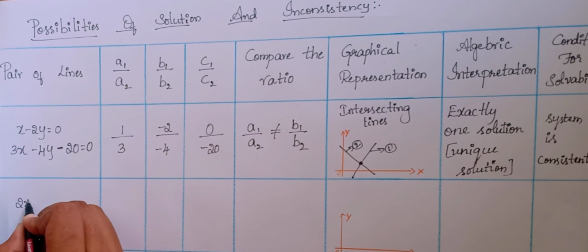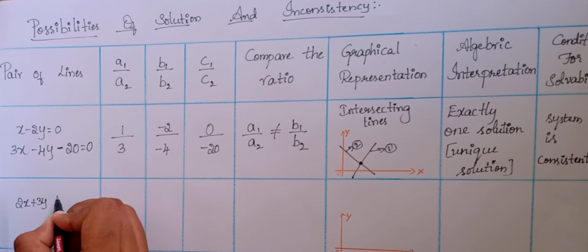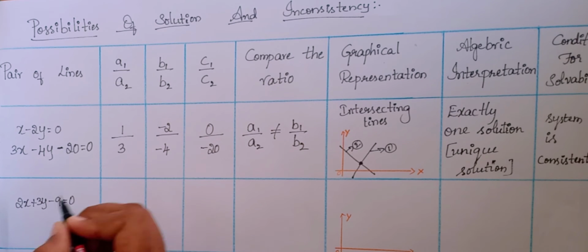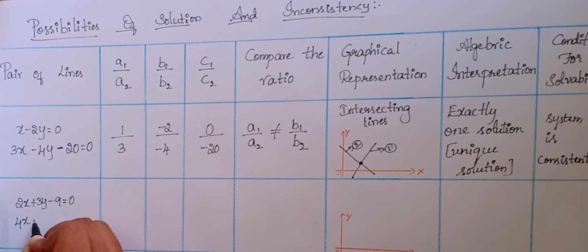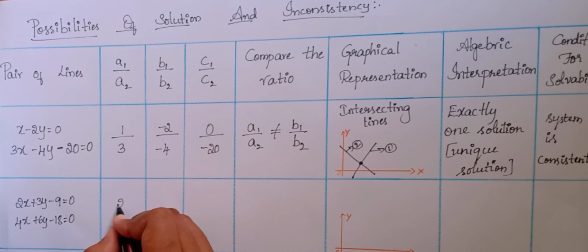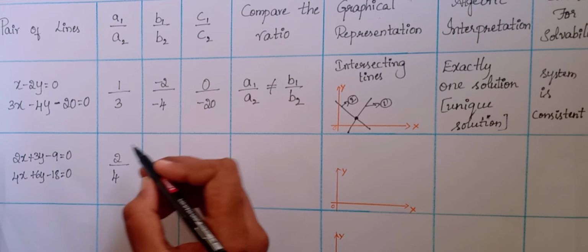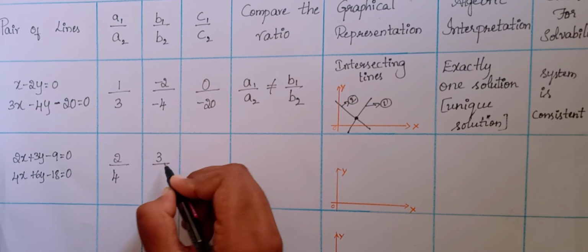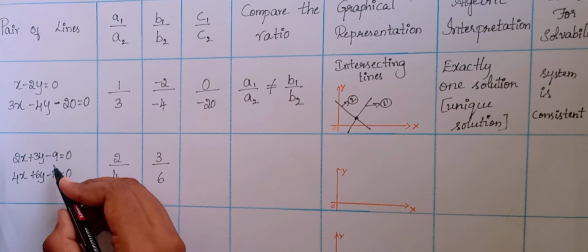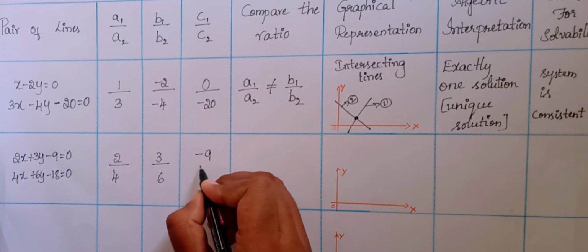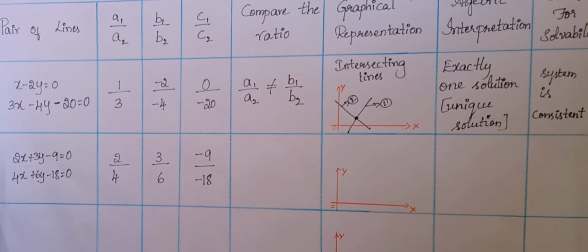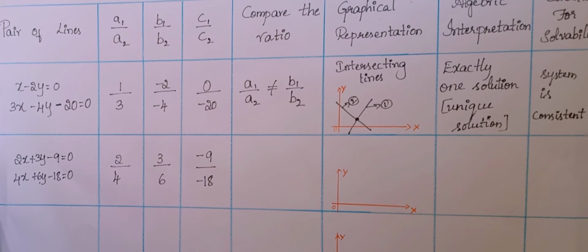So the next question we have is 2x plus 3y minus 9 equals 0 and 4x plus 6y minus 18 equals 0. Here for A1 we have 2 and for A2 we have 4, and B1 we have 3 and B2 we have 6. Next we have C1 is minus 9 and C2 is minus 18. Here now we have written A1 by A2, B1 by B2 and C1 by C2.